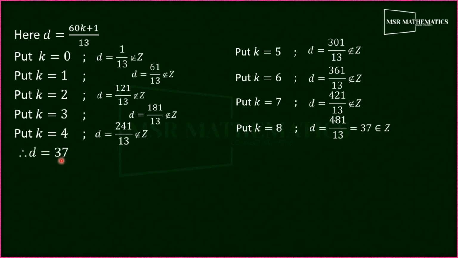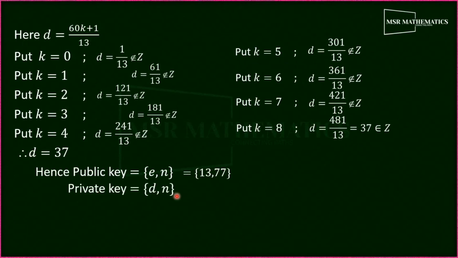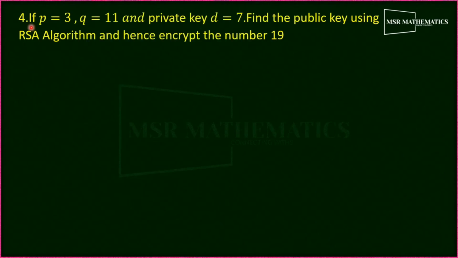Therefore D is 37. Hence, after obtaining E and D value, the public key is given by E comma N. Here we know that they have already given E value and N is 77. In a similar way, the private key is D comma N. Here we have obtained D value as 37 and N is 77. So this is how to find the public key and private key. This completes the problem. Here is another problem.